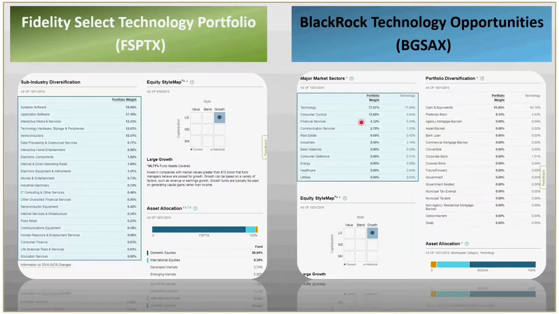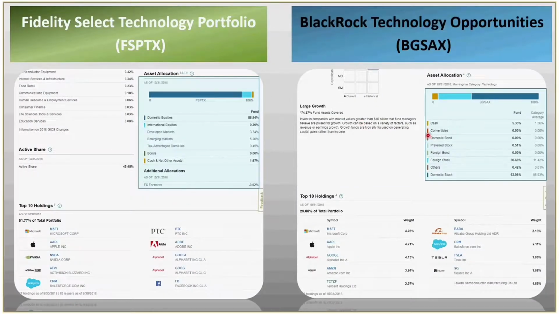Next, we have the asset allocation. You can see here the Fidelity Fund is mostly domestic equities. And then when we go over to the BlackRock Fund, you'll see that domestic makes up 63%, and then it's got 30% in foreign stocks. So with asset allocation, it's very dependent upon your goal and what you're trying to achieve. Me personally, I have a lot more in foreign stocks than I do domestic.